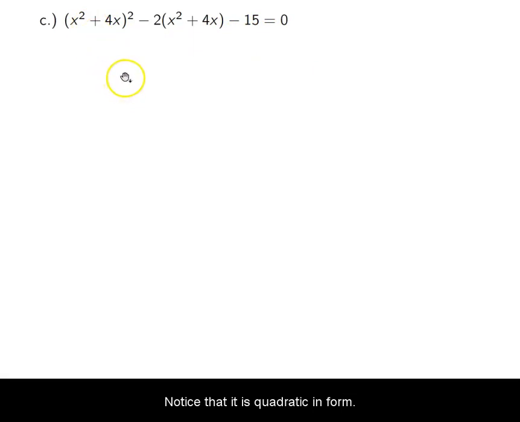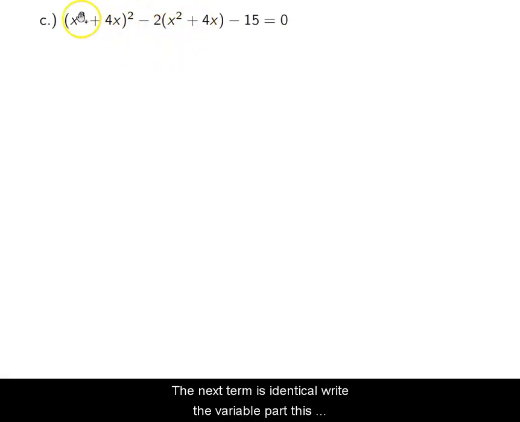Notice that it is quadratic in form. The first thing is squared. The next term is identical, right? The variable part, this quantity that I have, and it is not squared. And then the last term does not have that quantity at all.